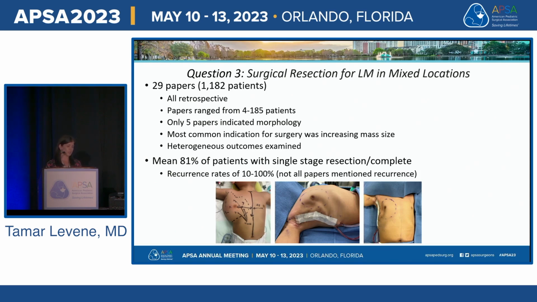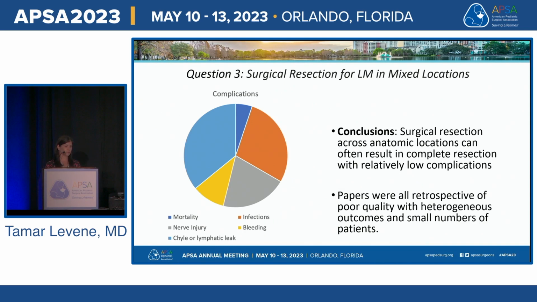The majority of these patients did undergo a single-stage resection or complete resection, or at least an attempt at a complete resection, with recurrence rates ranging anywhere from 10 to 100%, but again, this was not uniformly reported. The most common complications seen following surgical resection of these lymphatic malformations in mixed locations were chyle or lymphatic leak or infections. Overall, however, the complication rates were relatively low, and it was seen that surgical resection can often result in complete resection with low recurrence and low complication rates. These papers, however, also were of retrospective nature, were poor quality with heterogeneous outcomes, and again, just a small number of patients typically reported.